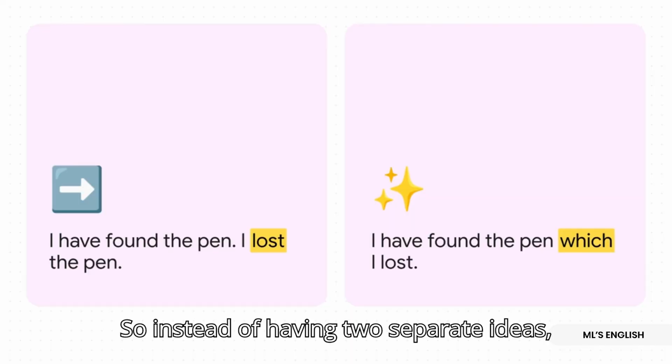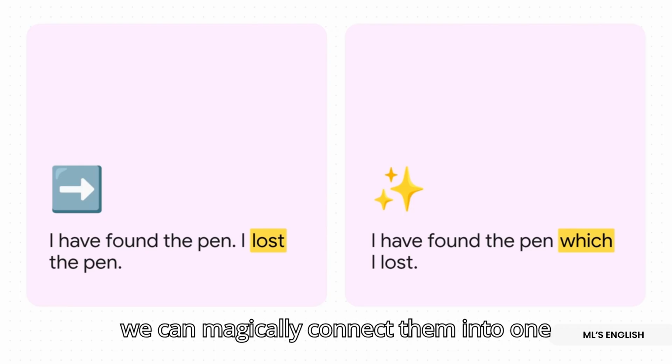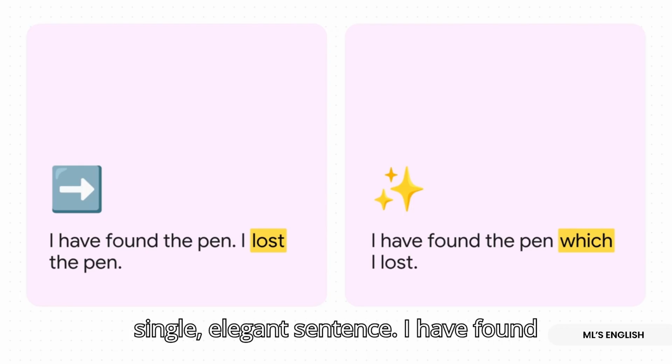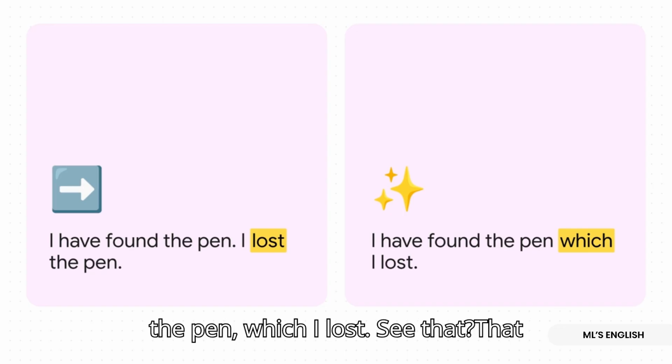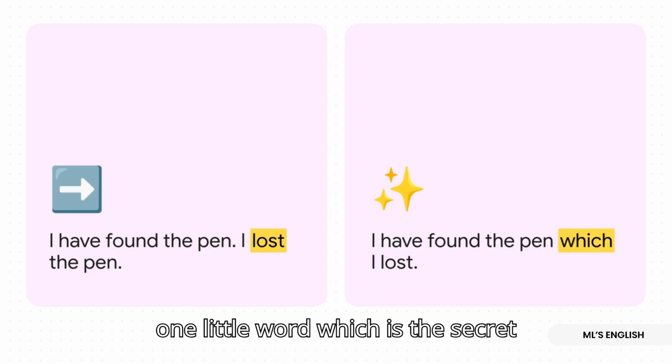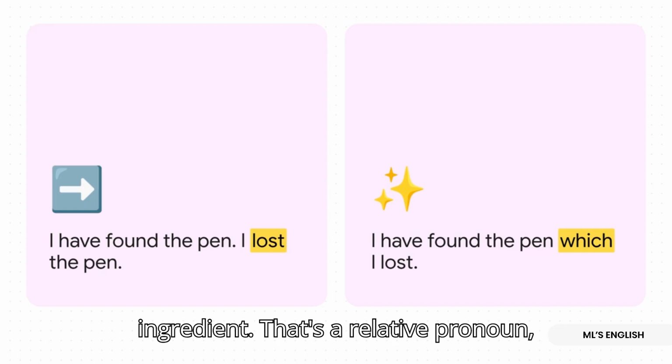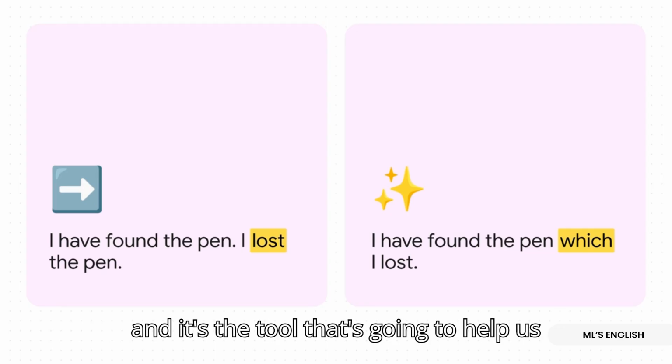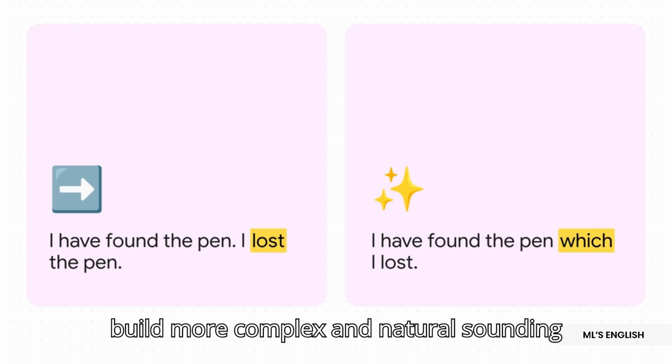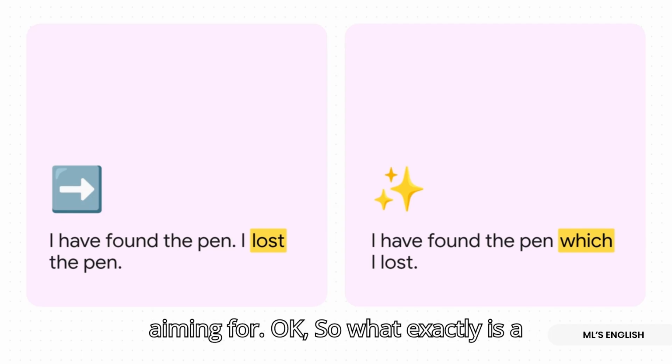So instead of having two separate ideas, we can magically connect them into one single elegant sentence. I have found the pen which I lost. See that? That one little word, which, is the secret ingredient. That's a relative pronoun, and it's the tool that's going to help us build more complex and natural-sounding sentences. This is exactly what we're aiming for.